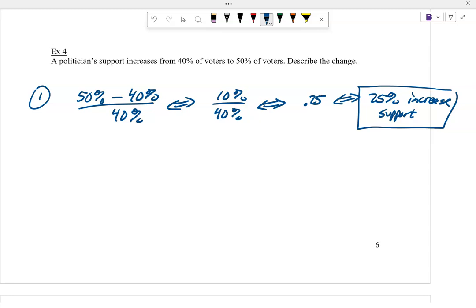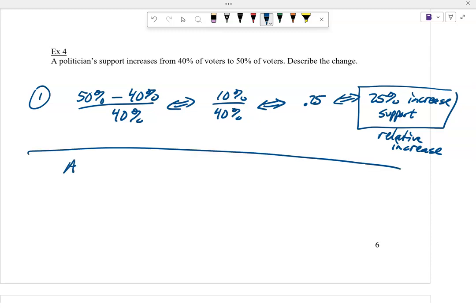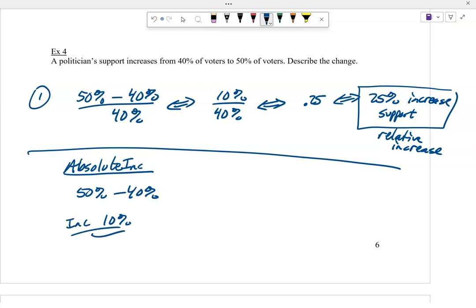25% increase. So this is like your relative increase. What was the absolute increase? The absolute increase is just how much it went up by total. The absolute increase, that's just the difference. When it went from 40 up to 50%, right? So that's an increase of 10%, absolutely, right? But as it compares to the original, it's a 25% increase.